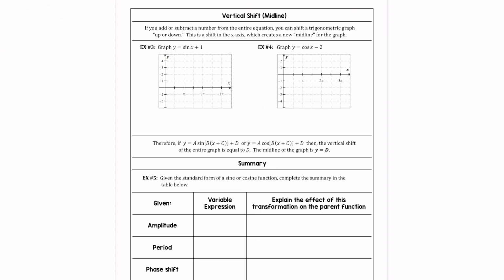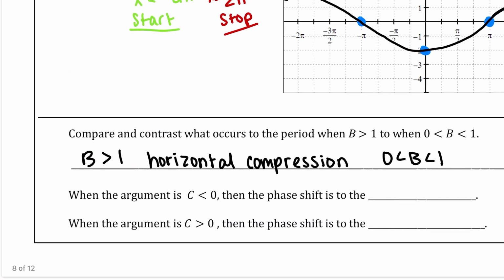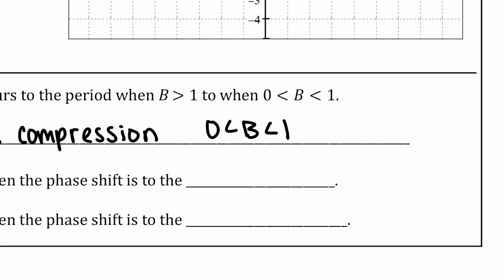Oh, I did not mean to go to the next page there. Let's zoom back in. All right. Whenever between 0 and 1, that's a horizontal dilation. All right.